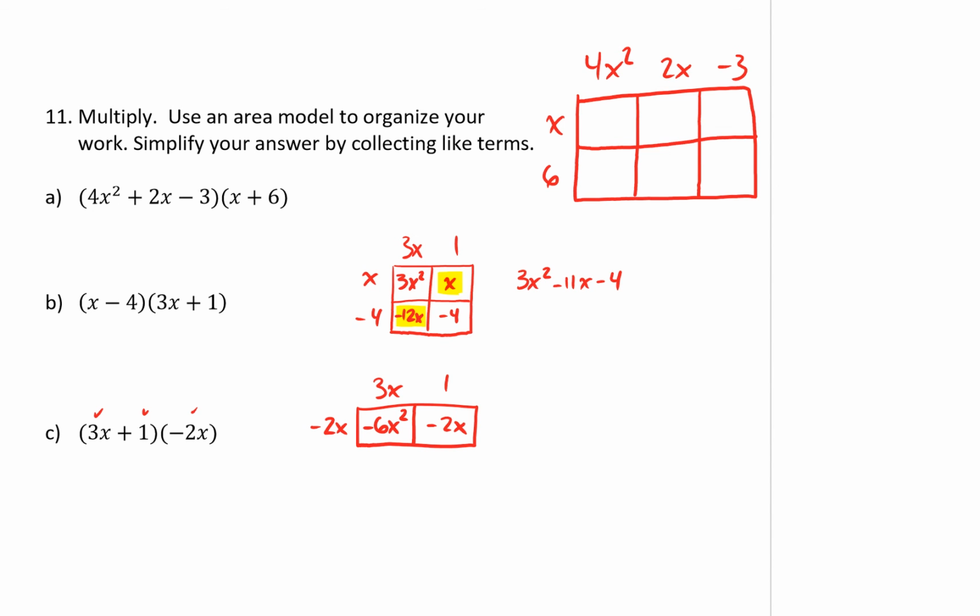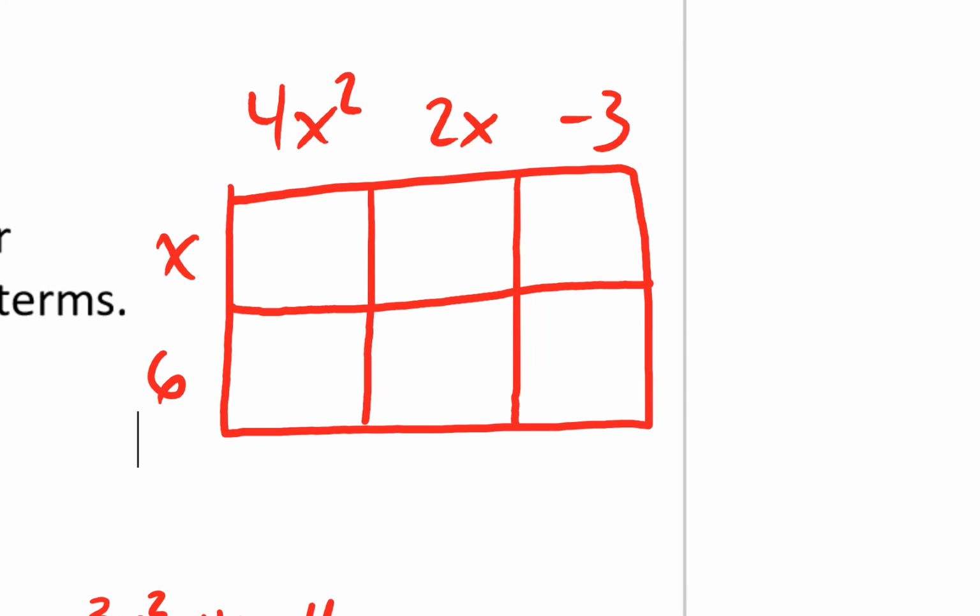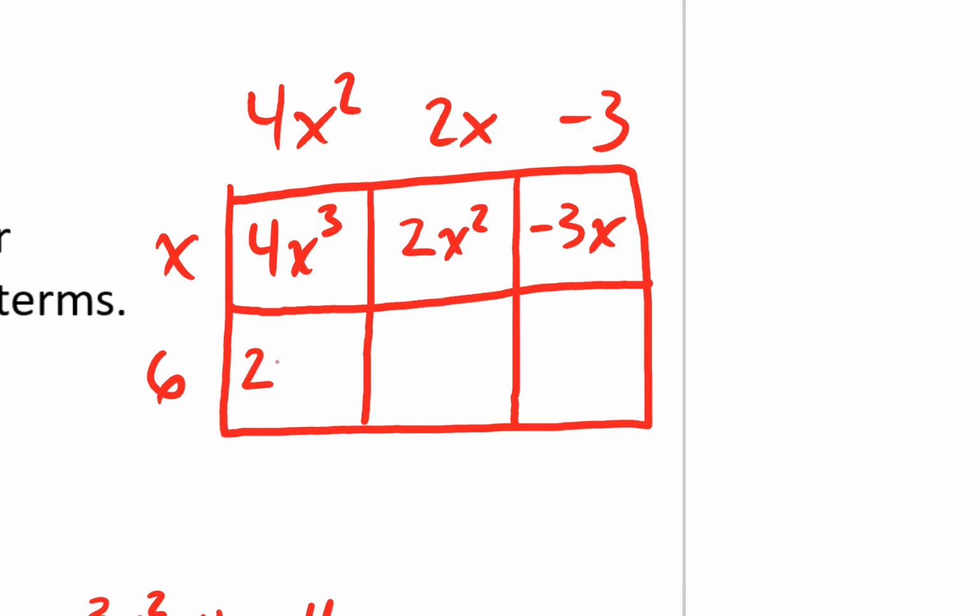So with the generic area model set up, let's go ahead and find the area that goes in each piece. This first piece is 4 times x to the third power. That's an x times x squared, 4x to the third. The next one I've got there is 2x times x, which would be 2x squared. And then I've got x times negative 3, which I would write as negative 3x. And then let's go down below, all the way to the left. I've got 6 times 4x squared, which would be 24x squared. And then I've got 6 times 2x, which is 12x. And then finally, 6 times negative 3 is negative 18.